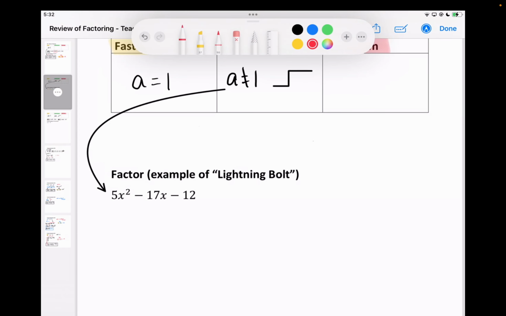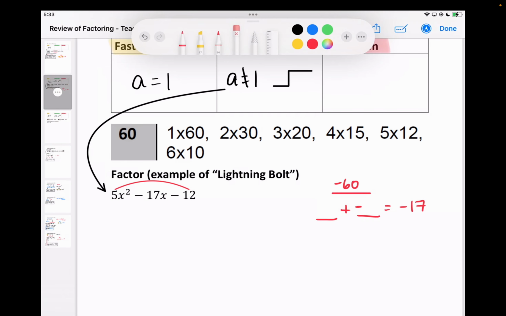Just like the previous problem, I'm going to multiply the first number by the last. So 5 times negative 12 is negative 60. And then I'm going to find two numbers, and they need to add up to negative 17. Now, just like the previous problem, because the 60 is negative, I need to make sure one of my numbers is positive while the other number is negative. Doesn't matter which order you put those in.